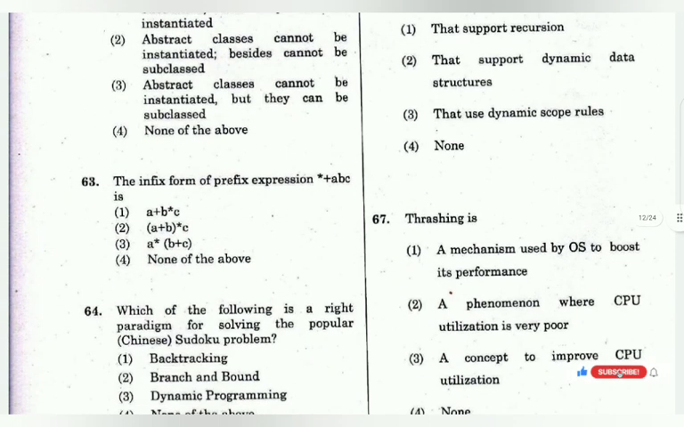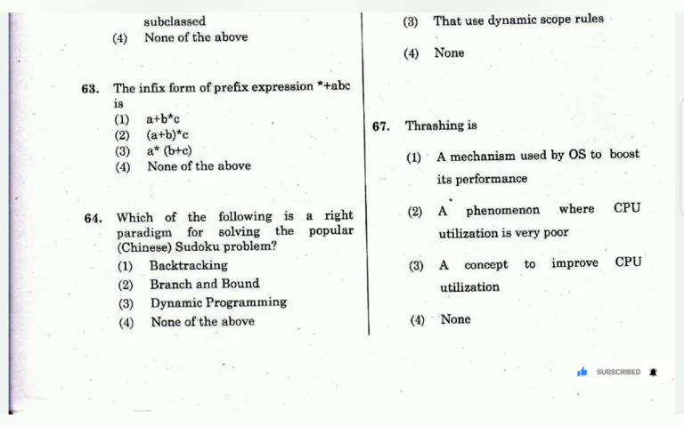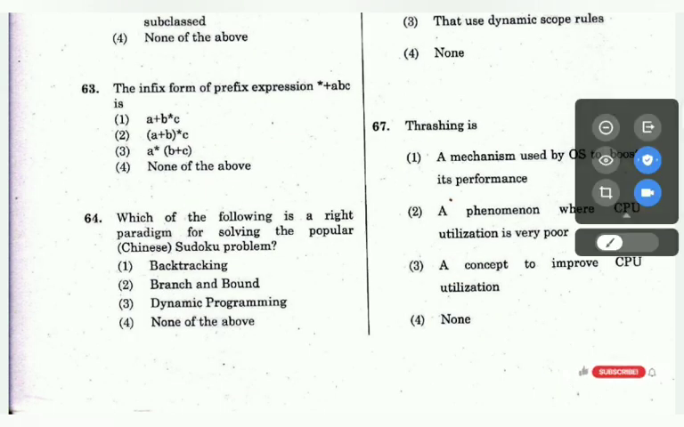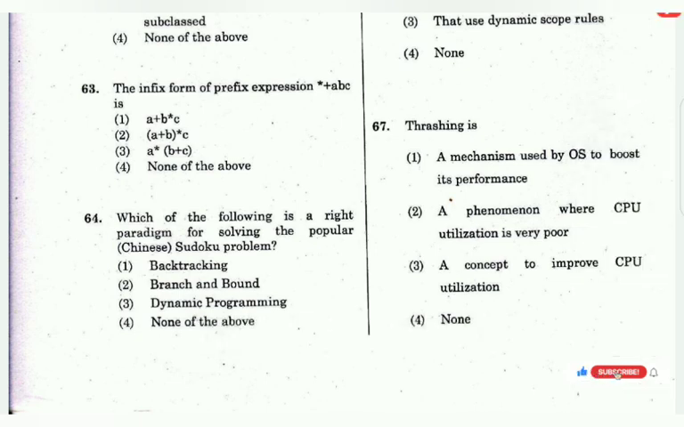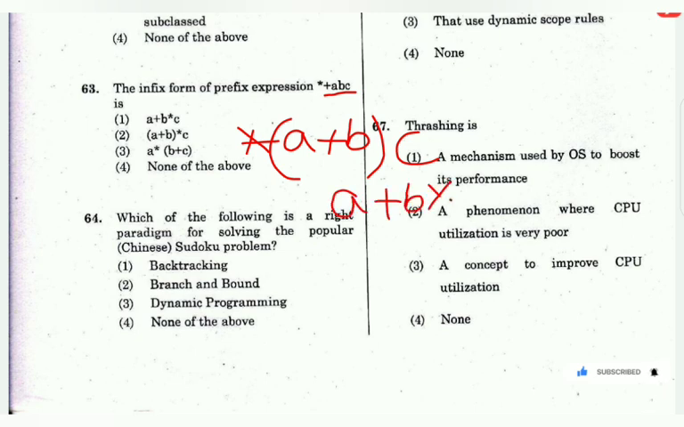The infix form of the prefix expression * + a b c is? First of all, we must take the + a b, which can be written as a plus b, then times c. In the infix form, the operators come between the operands. So (a + b) * c. The correct answer is option 2.